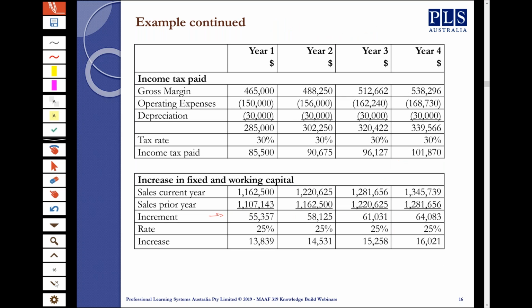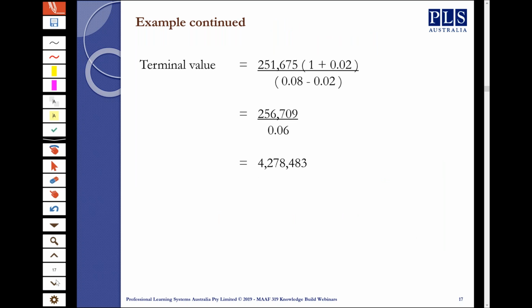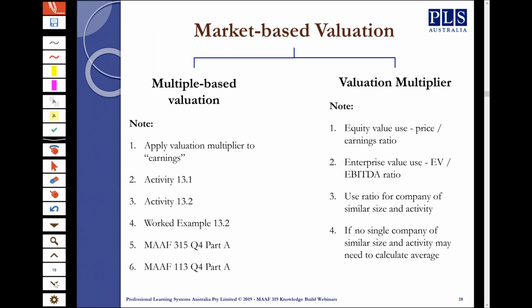The other side to that, however, is the determination of your market-based valuation. And you'll find that activity 13.1, 13.2, and worked example 13.2 all have market-based valuation requirements. Basically, what you're doing is applying a valuation multiplier to earnings. We have seen a 7 mark and a 3 mark. Probably a little bit of time since we've seen this area, so if they want to come back here, that may be a reason why they would come back here to see if you can do the market-based.